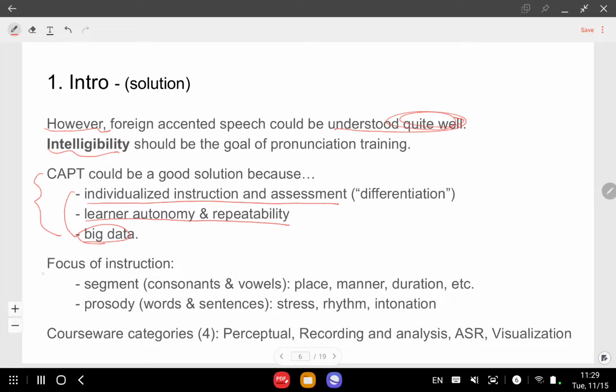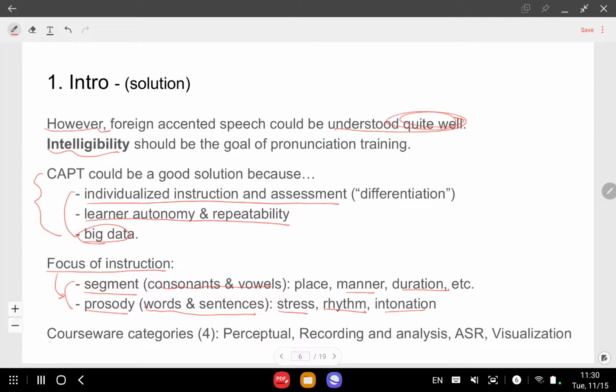Okay, and here's something about pronunciation training. When we are doing pronunciation training, there could be two broad focuses of instruction. First would be segments. These are little beats of sounds, consonants, and vowels. For these, we can focus on place, manner, duration, etc. And for bigger units, such as words and sentences, we can focus on prosody. We can think about stress, rhythm, and intonation.